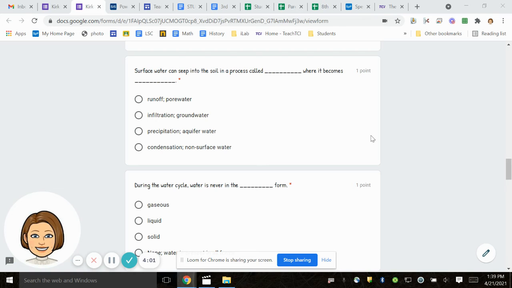Number 11, surface water can seep into the soil in a process called blank, where it becomes blank. Runoff, pore water, infiltration, groundwater, precipitation, aquifer water, condensation, non-surface water.